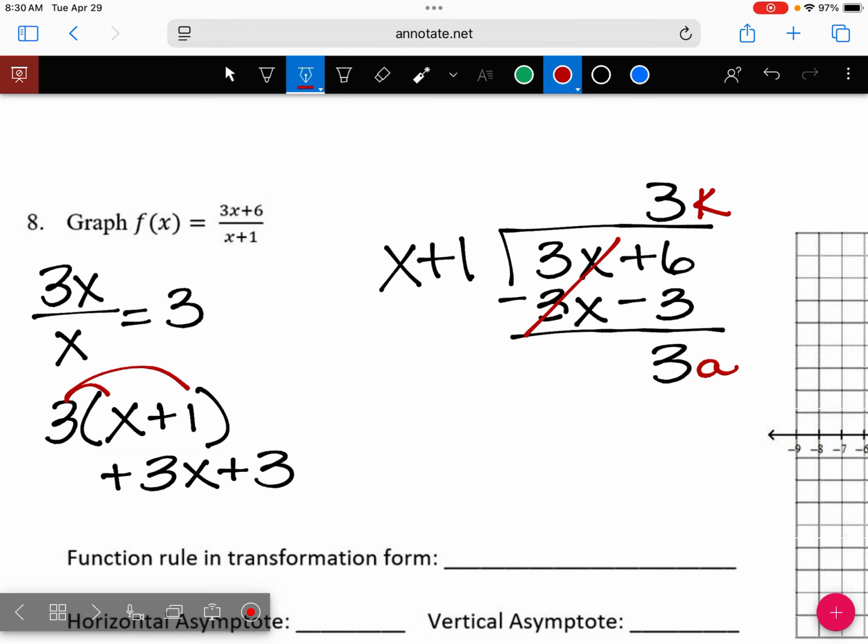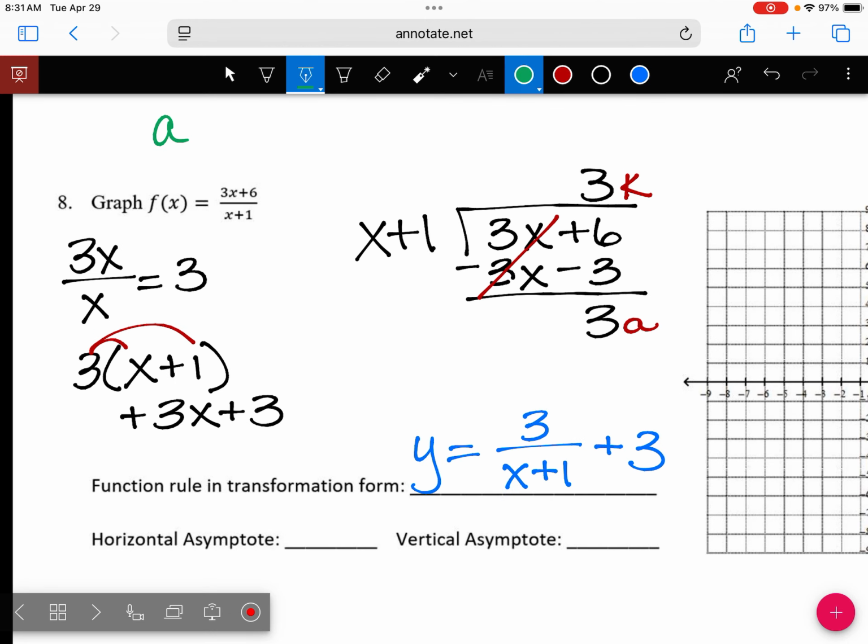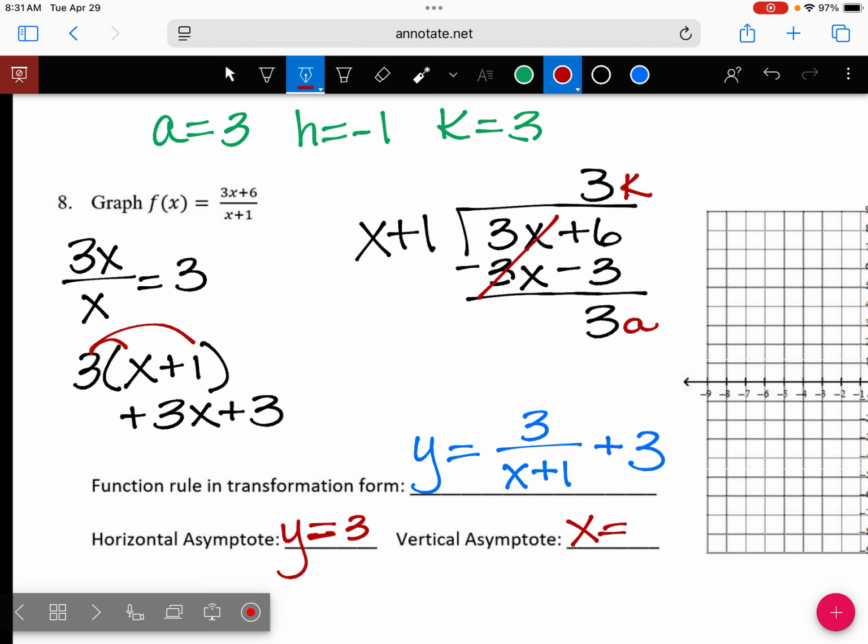So let's write our equation. Y equals 3 over x plus 1 plus 3. So your A value is 3. Your H is negative 1. And your K is 3. So we're going to go ahead and write our equations. So our horizontal is y equals 3. And then what's our vertical going to be? X equals what?